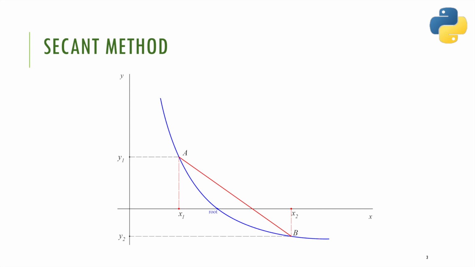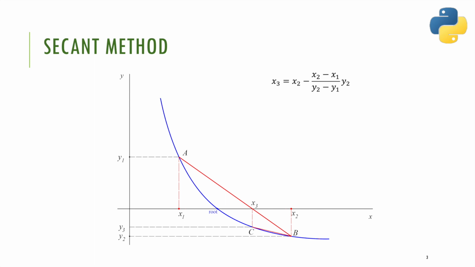For example, as shown in the figure, we start with two initial points, x1, y1, and x2, y2, where y1 and y2 are calculated by the given nonlinear function. Then we connect the two points with a straight line, A, B. The x-coordinate of the new point, x3, is located at the intersection of the straight line and the x-axis. And the equation shows how we can get x3 numerically.